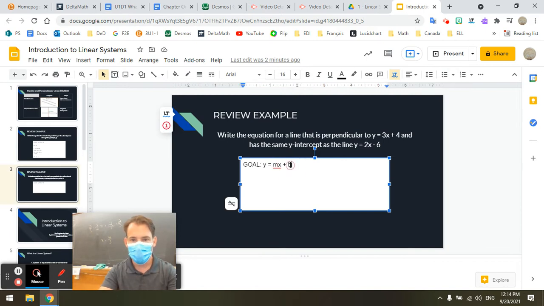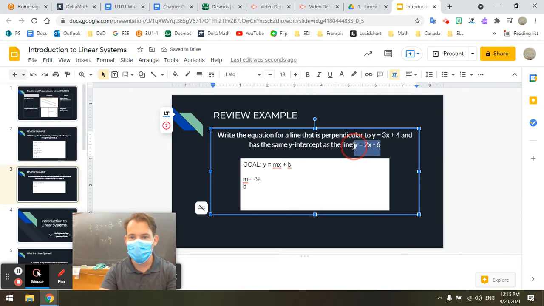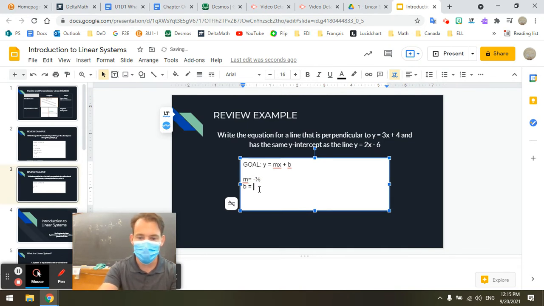Here I know that I am going to have an m that's equal to, I want it perpendicular to that line, so what will my slope be? Yeah, negative 1 over 3, or 1 over negative 3, or negative 1/3 are all three different ways of saying the same thing. Great. And then I know that I can find my b. It has the same y-intercept as that line, so I'm given my b there. Okay, negative 6. All right? B is going to be equal to negative 6.